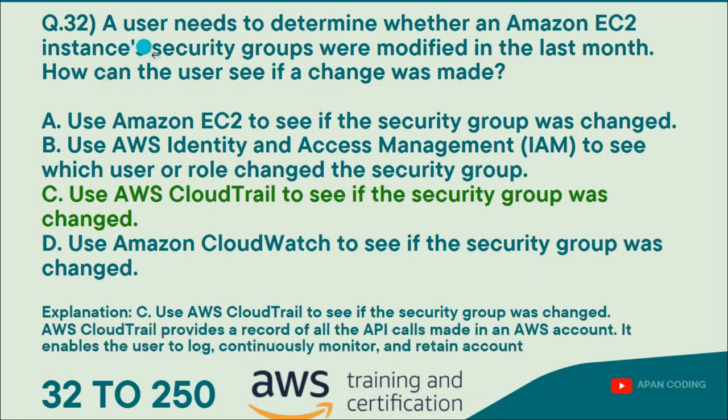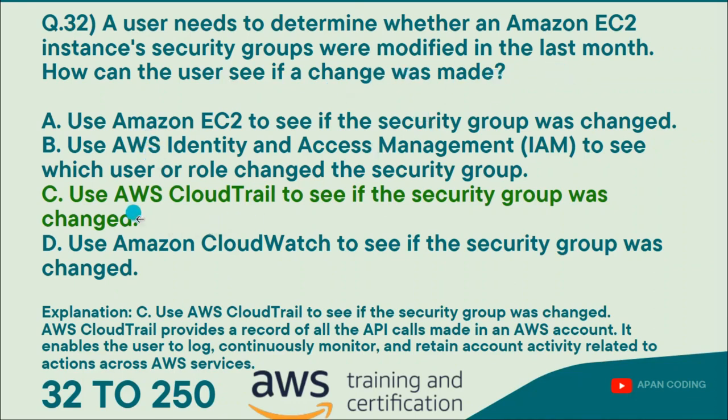So friends, the question is asking: a user needs to determine whether an Amazon EC2 instance security group was modified in the last month. How can the user see if a change was made? The question is very simple, friends. The user wants to see if there was a change in the last month.